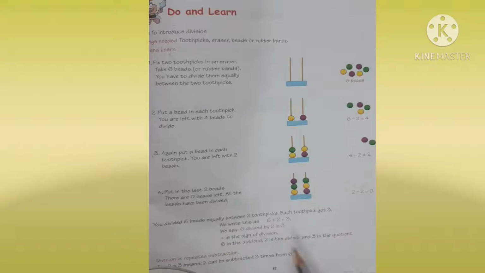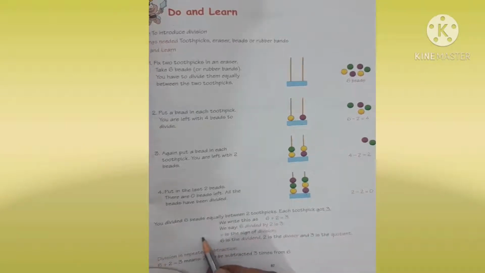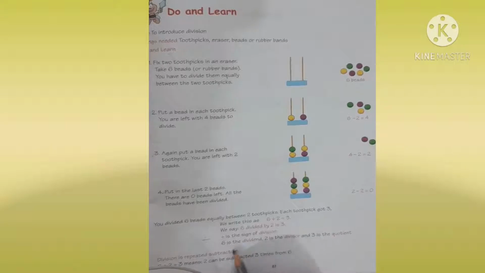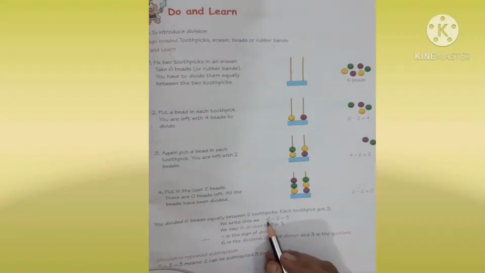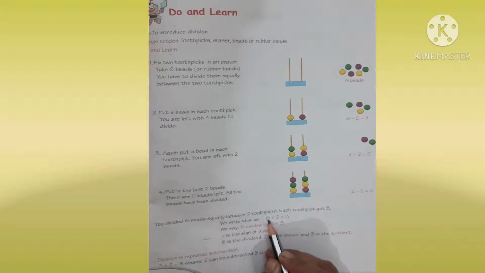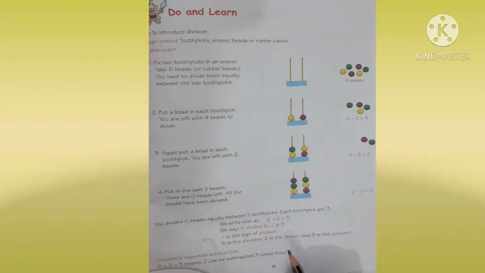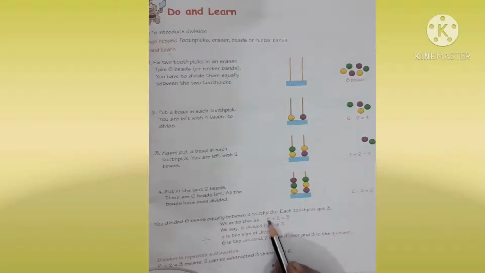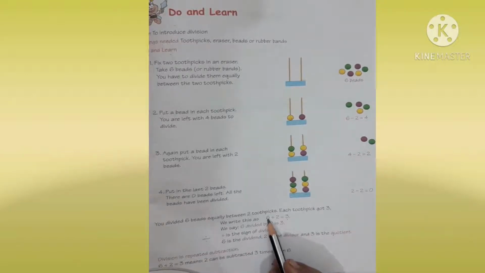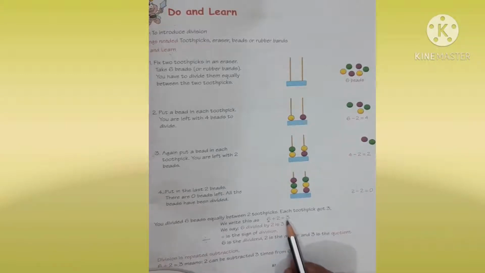This is the sign of division. Look here carefully. One slipping line is there, and then 2 dots are there. So this is the sign of division. 6 is the dividend, 2 is the divisor, and the answer that you get here, 3, is called the quotient.